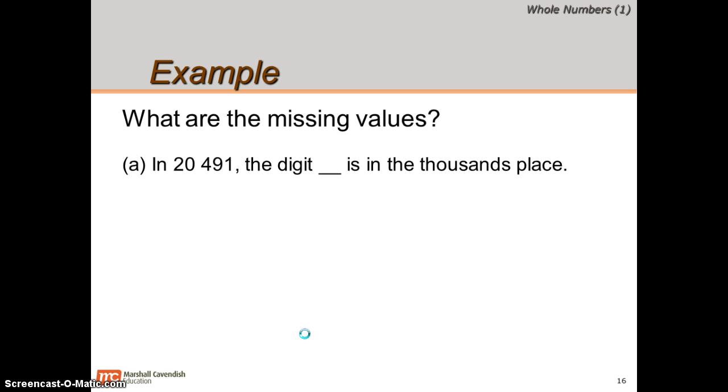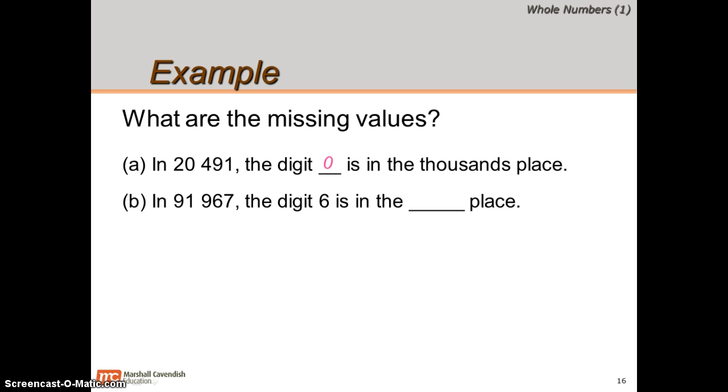Alright, let's give it a try. In 20,491, what digit is in the thousands place? Jiaxuan. Digit 0 is in the thousands place. In 91,967, the digit 6 is in the what place? Tens.